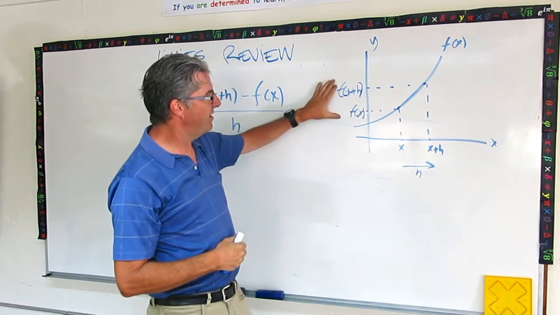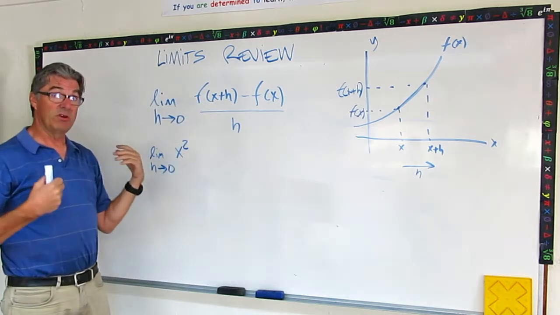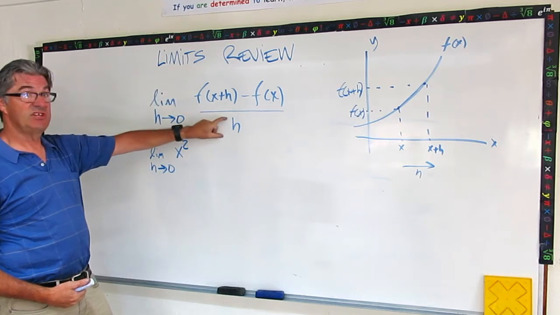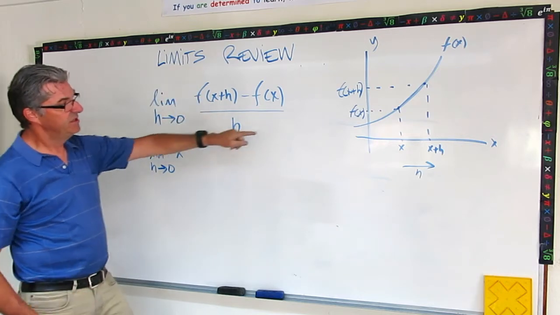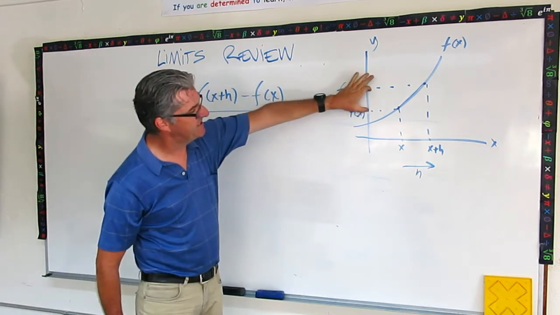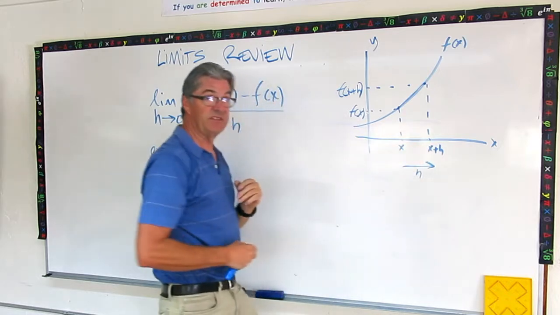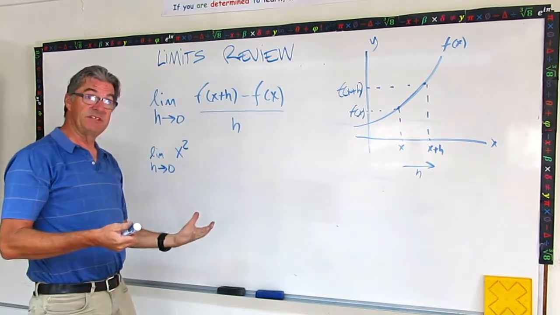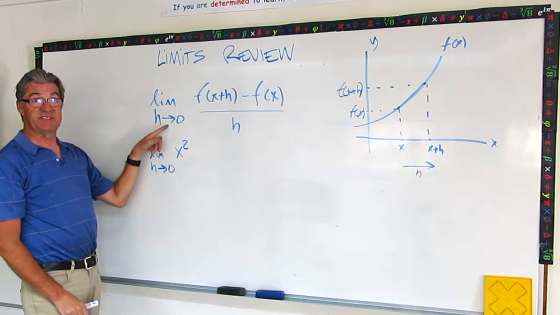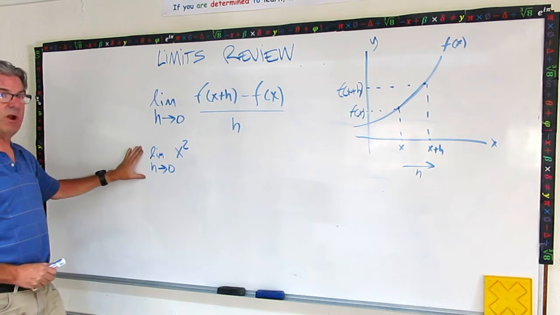So this is where the f of x plus h and f of x come from in this formula. What we're doing is we're just doing the change in y over the change in x. That's all this is. The change in y is f of x plus h minus f of x. That's this distance. And the change in x is just h, that distance there. So to find the slope of the tangent line, we take the limit of that expression as h goes to 0.